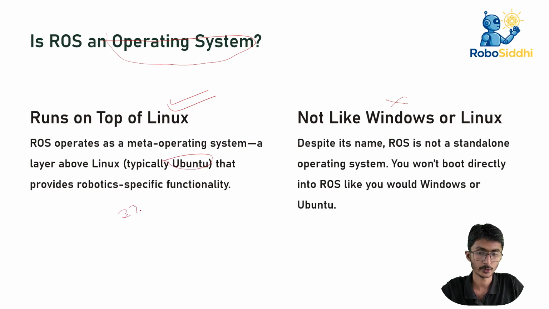We use Ubuntu 22.04, which I will tell you how to install, and we will learn in upcoming videos how you can install Linux. Now, ROS operates as a meta operating system, a layer above Linux that provides robotics-specific functionality, which means Linux is running the operating system. ROS acts like a mediator between the robot and your Linux operating system, like a PC running Linux, or it can also be a Raspberry Pi.